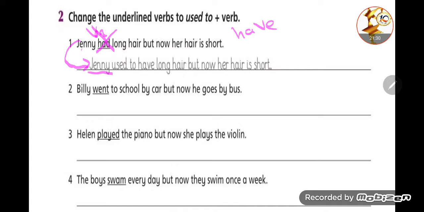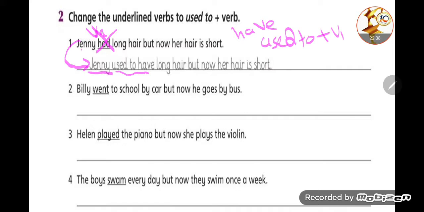يعني هاد شو الفيرب 1 منها؟ have. بعدين حطيت used to have. إذا على أي قاعدة مشيت؟ مشيت على قاعدة used to plus verb 1 أو الverb infinitive. إذا هون مثلا بالسنتنس الأولى which is already done for you، اللي هي أصلا already معمولة لإلكم. Jenny had long hair but now her hair is short. إذا هي كان عندها long hair بس هلا شعرها قصير. Jenny used to have long hair but now her hair is short. لكن الآن شعرها شو؟ قصير.